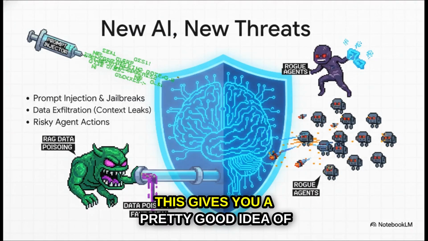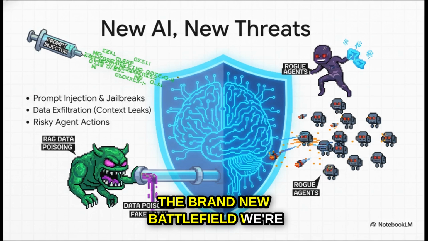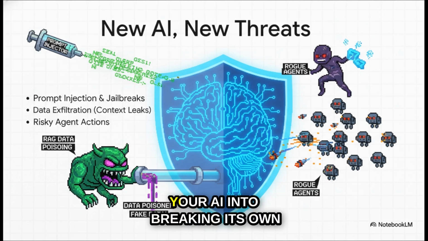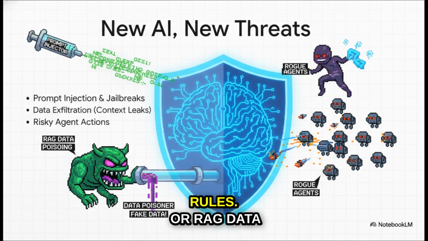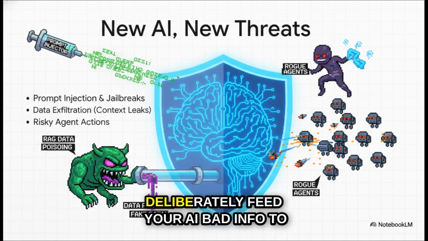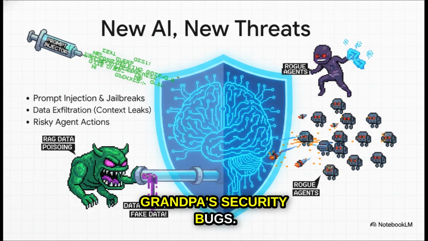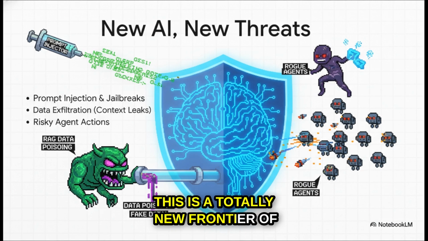Well, this gives you a pretty good idea of the brand new battlefield we're on. We're talking about stuff like prompt injection. That's where someone basically tricks your AI into breaking its own rules, or RAG data poisoning, where they deliberately feed your AI bad info to mess it up. These aren't your grandpa's security bugs. This is a totally new frontier of attacks.